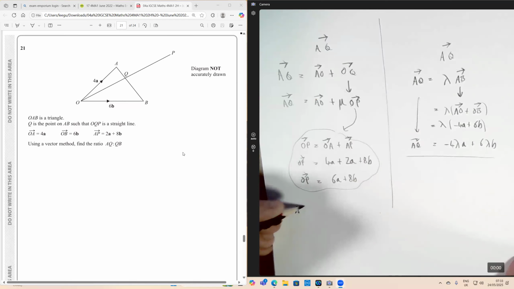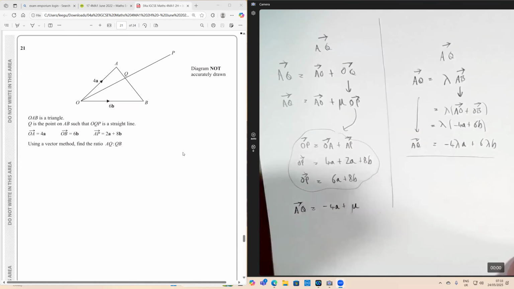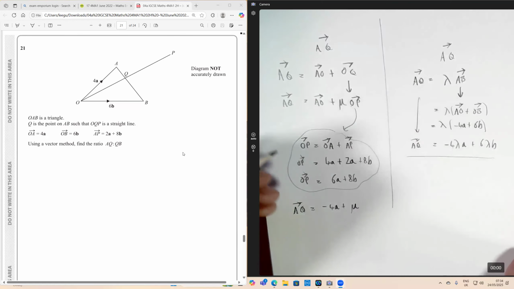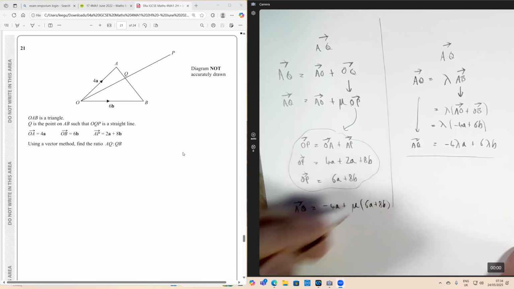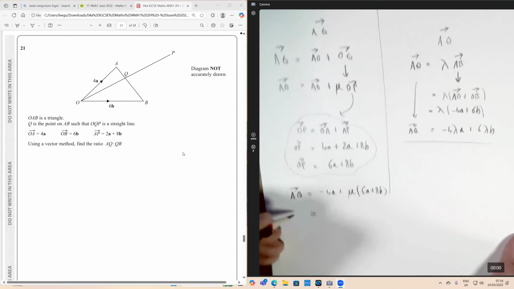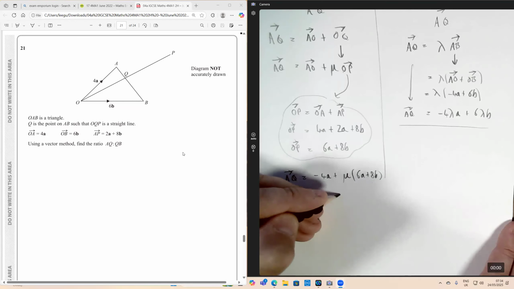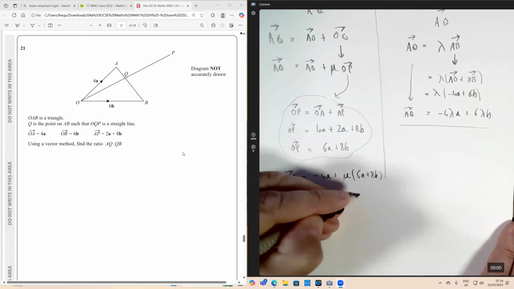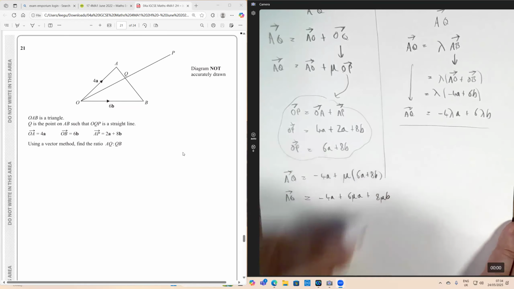Yep. So my AQ is in this path, AO, which is going to be minus 4a, plus mu, some fraction, of OP. And I've just found out that OP is in fact 6a add 8b. So just as I did before, I'm going to now expand that bracket, giving me minus 4a plus 6 mu a plus 8 mu b.